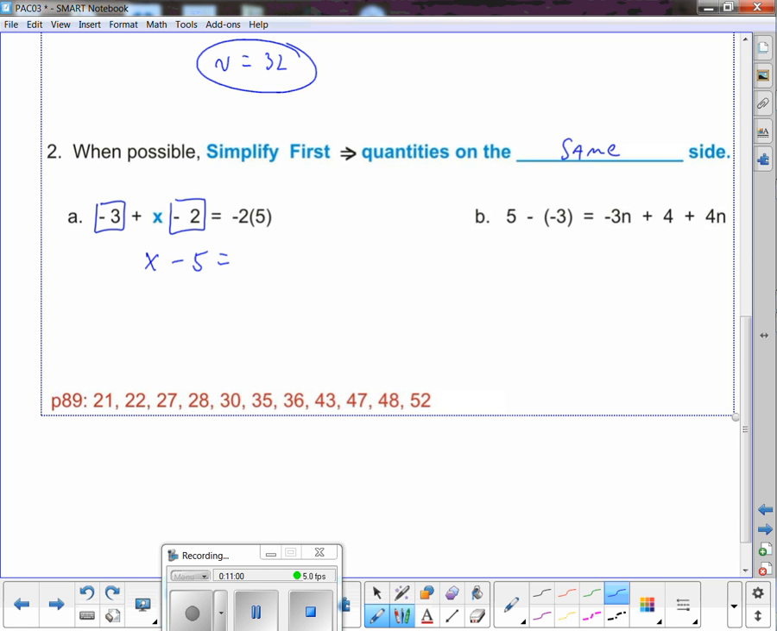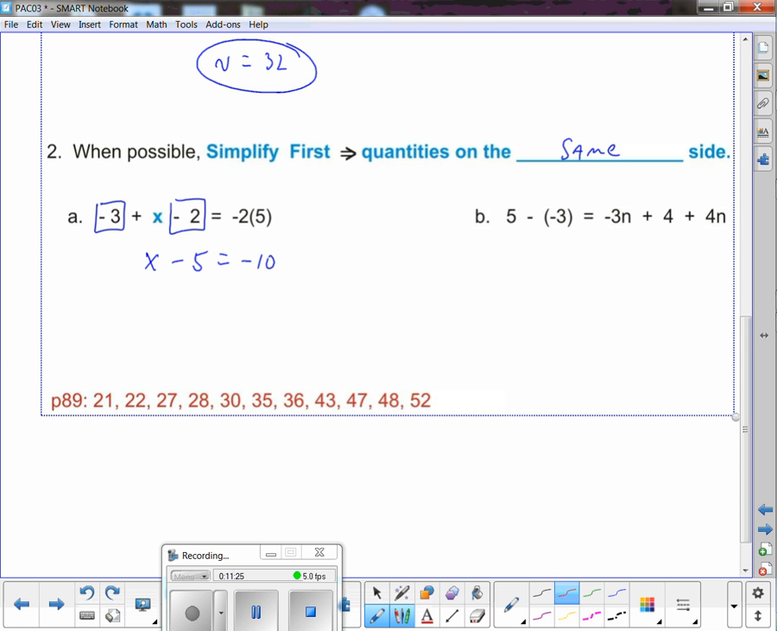On the right, I can do the multiplication, right? Negative 2 times a 5, we all know, is a negative 10. So I've simplified things on the left and things on the right, and now I'm ready to move stuff. You're not ready to move until you're simplified. So somebody raise your hand and tell me what to do next on this one. What is next?